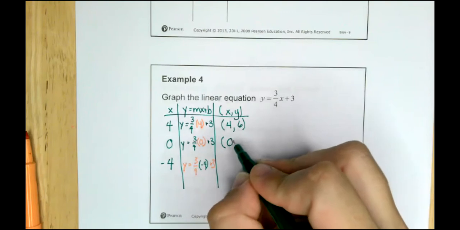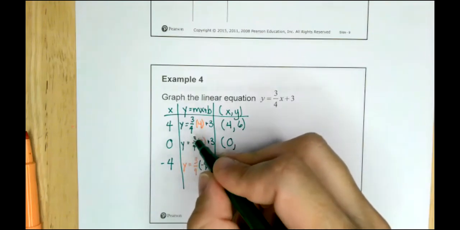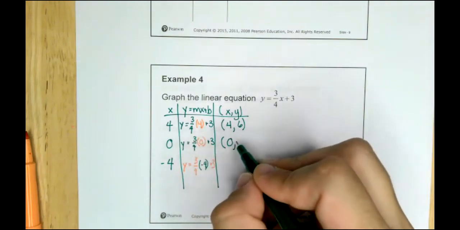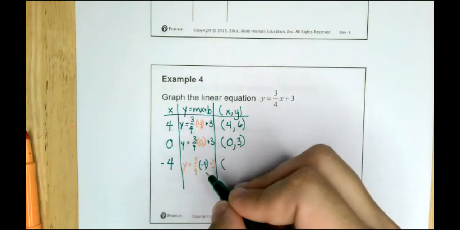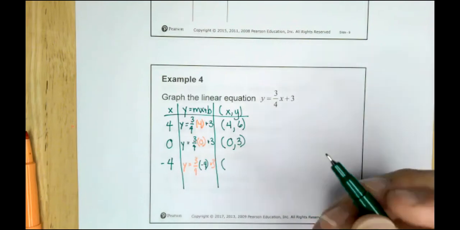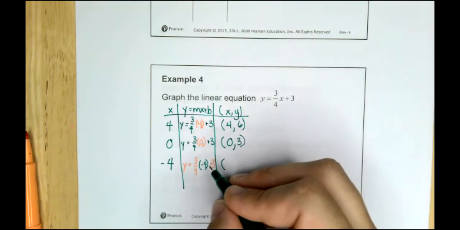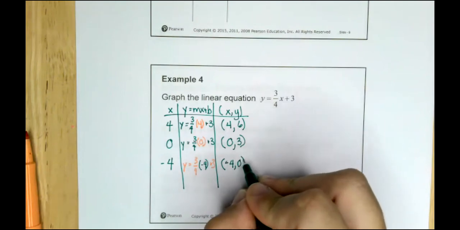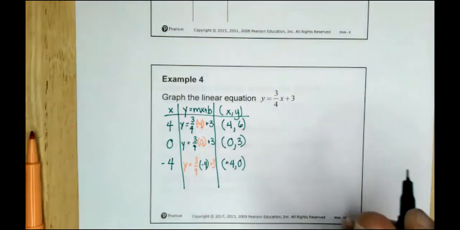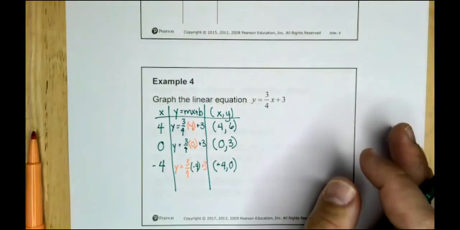When x is 0, y is 3/4 times 0 is 0, plus 3 is 3. 3/4 times -4 becomes a -3 plus 3, which is 0. So -4, 0. So those are my points. And I'm going to now graph them.